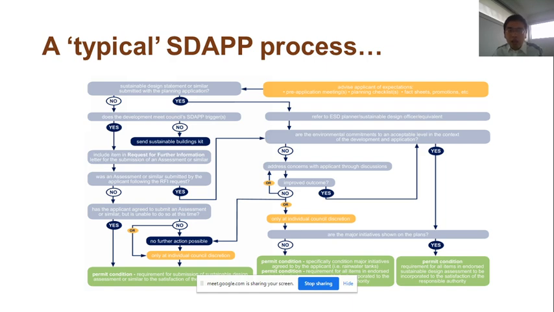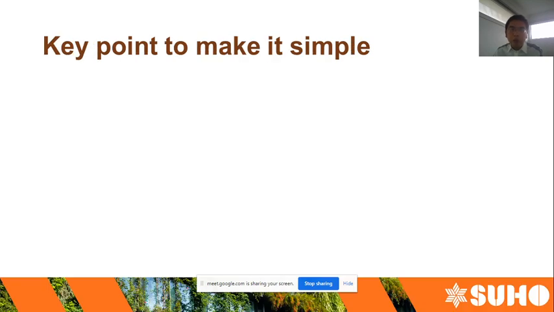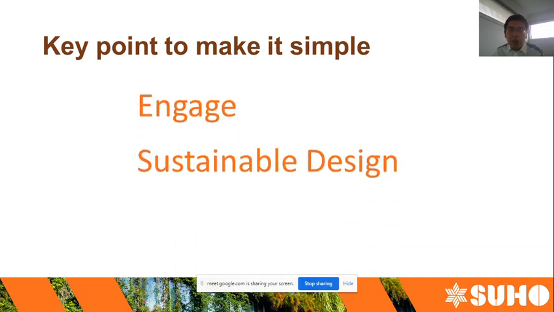So a typical SDAPP process looks like this. It's very complicated, and there may be going back and forth between councils, clients, designers, and engineers. But there's a key point to make all this complex process simple. That is, engage sustainable design early.